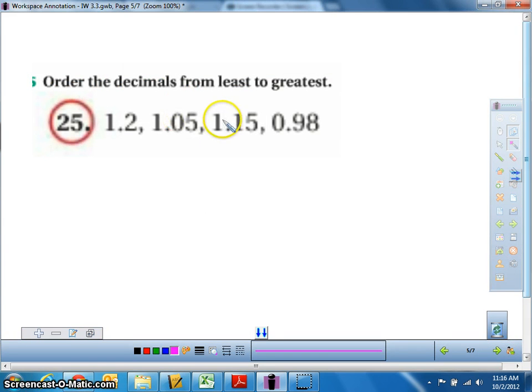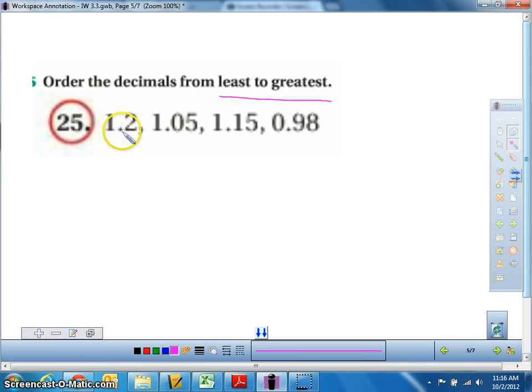We want to order these from least to greatest. And in this lesson, in this unit, you really need to read carefully because a lot of times we just put it in whatever order, greatest to least or least to greatest, and we don't pay attention to the directions. So here we need to start with the smallest and move towards the biggest number.